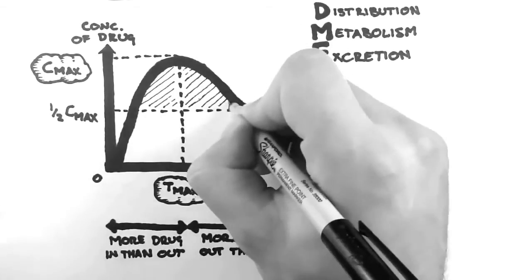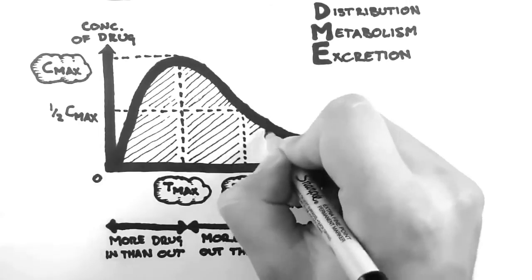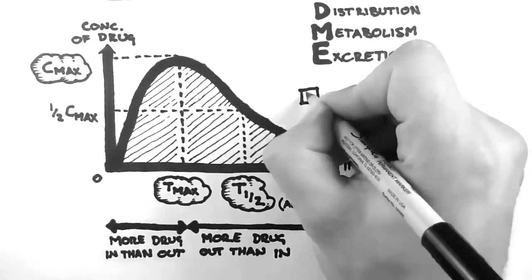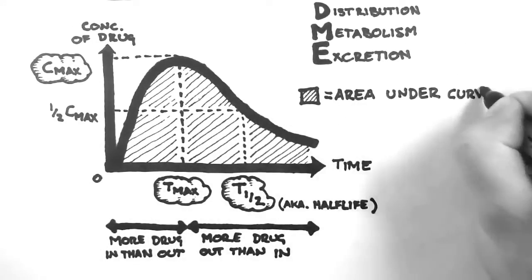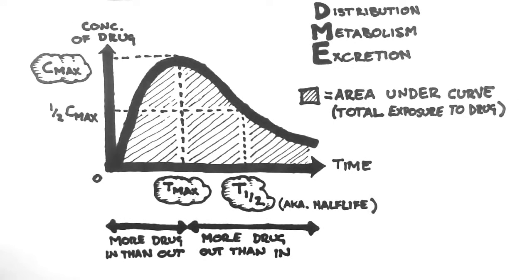The last thing to look at is the area under the curve, and this I have illustrated by shading in the space under the graph. This represents the total exposure to a drug that the body receives. This is a function of how high the concentration of the drug gets, as well as how quickly it's excreted.